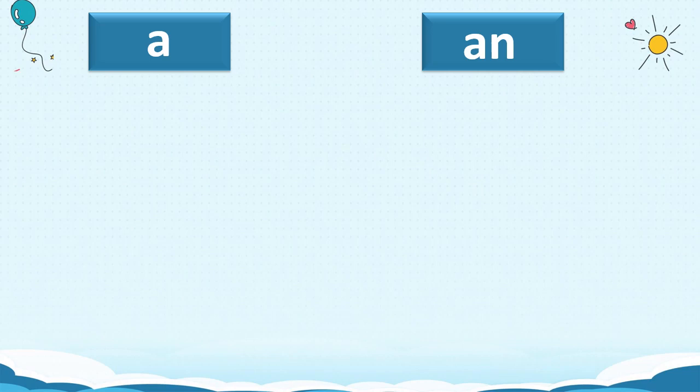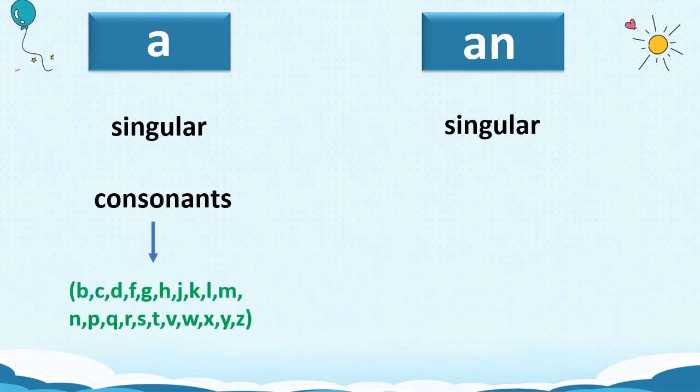Let's start with a and an. Both of them are used before singular nouns. But a is used before a singular noun that starts with a consonant sound. An is used before a singular noun that starts with a vowel sound.